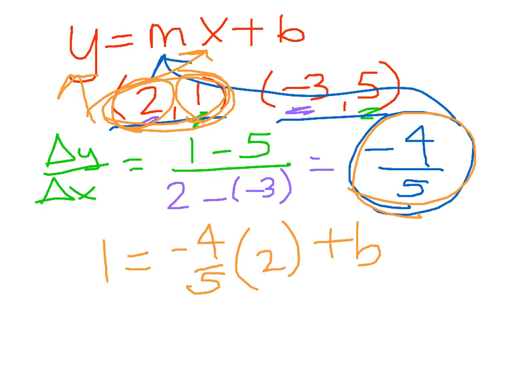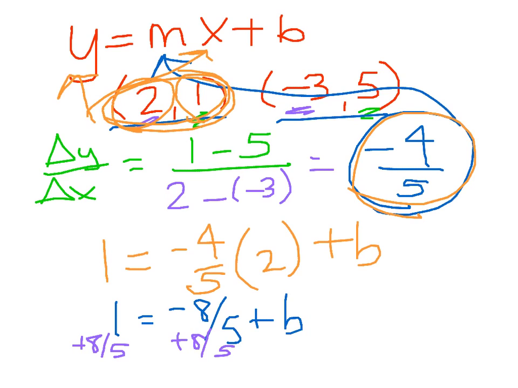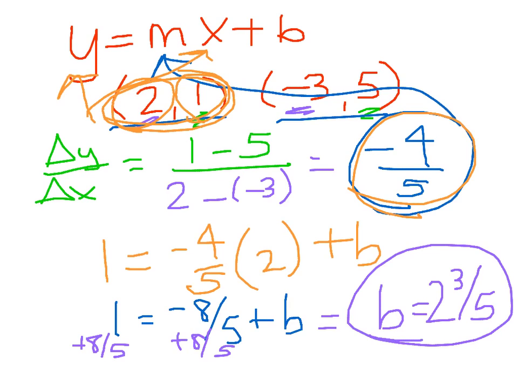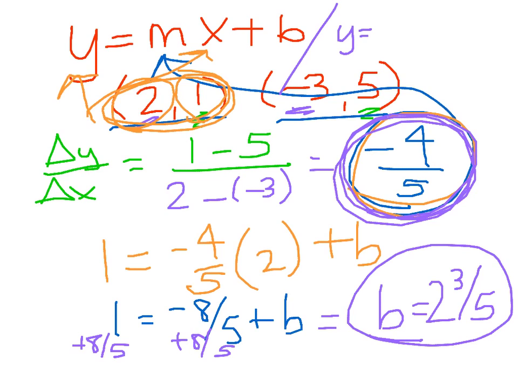And then what I would do is continue to solve for b. So in this case, I would get 1 equals negative 8/5 plus b. I would then solve for b by adding 8/5 to both sides. And 8/5 is the same as 1 3/5. So 1 3/5 plus 1 is 2 3/5. So now that I know b and I know m, I can just plug that in to my equation to get the answer. Y equals negative 4/5 x plus 2 3/5.